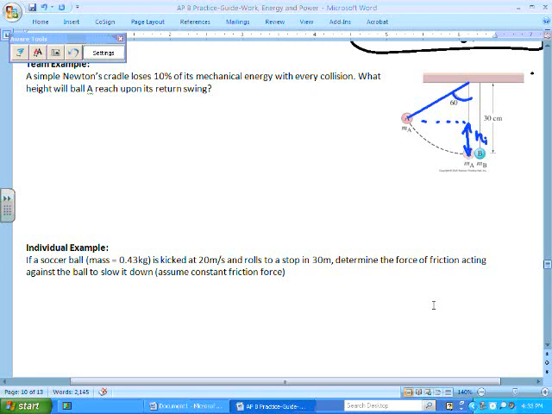So it's going to knock ball B up a certain amount. It's going to be up here later on. And then that's also going to swing back, hit ball A again. Ball A will subsequently continue up, but how much? How much will it go up the second time? That's your question.